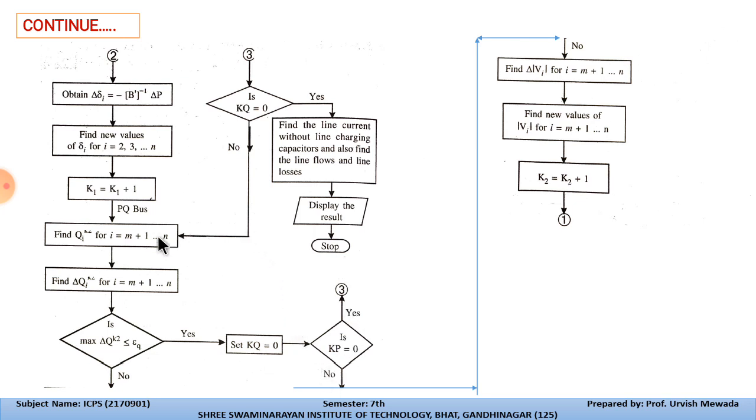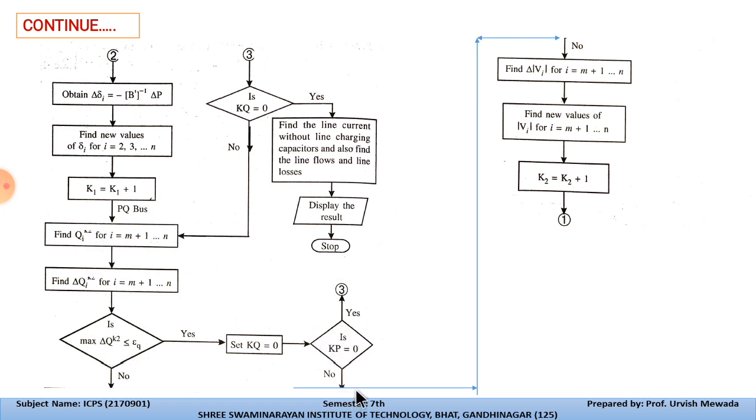And over here you can see that in number 3, KQ is equal to 0, and if it is yes, then find the line currents without line charging capacitors, and also find the line flows and line losses. This will be performed once the condition is satisfied, that is yes, and then in the display we can see the result. And if it is no, then this will repeat the steps again. Over here I have already explained this to you.